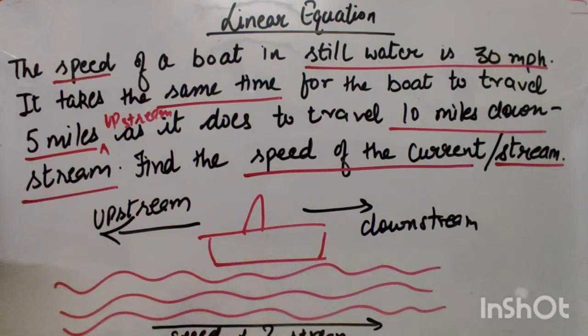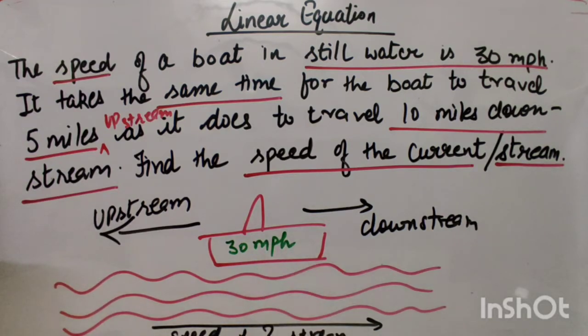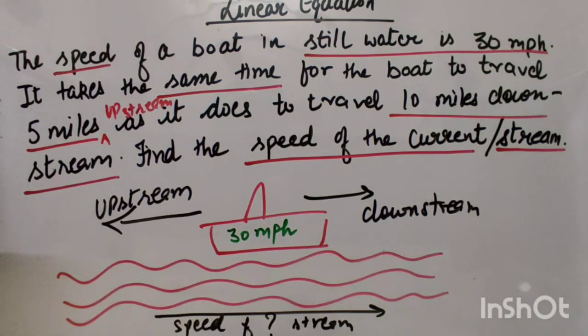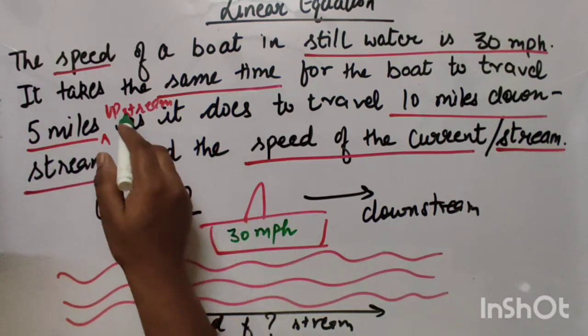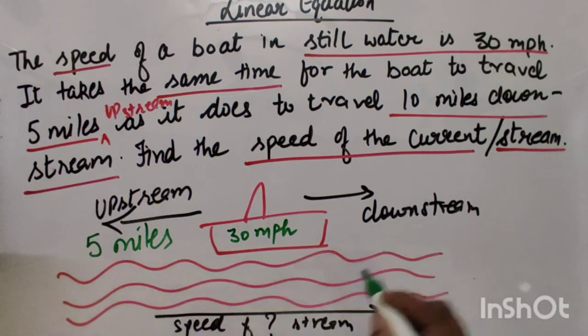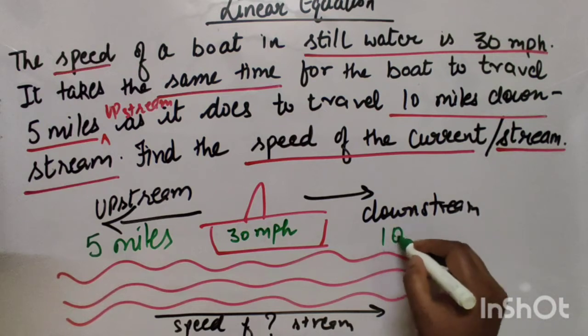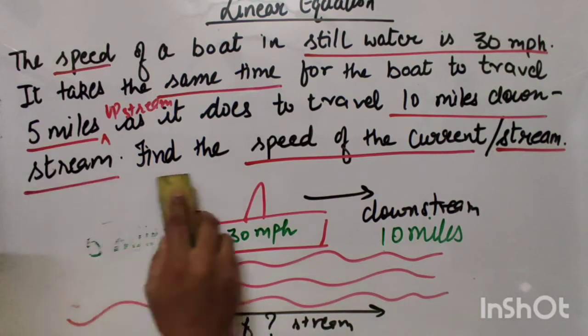And as per the information given, what is given to us? The speed of the boat is 30 miles per hour, right? And we need to find out the speed of the stream. The distance is given to us: 5 miles it covers when it is going upstream, and downstream it is covering 10 miles.